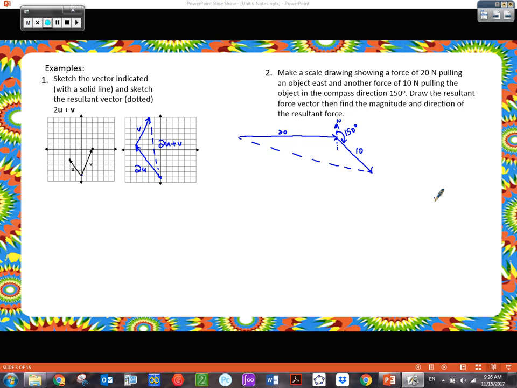Okay, so now what they're asking us to do is to draw the resultant. We just did. That's the resultant force vector. And then find the magnitude and direction of the resultant force. I need the length of that. Now we're going to think geometrically with the information that we already know. We'll get into component form tomorrow. But let's see, how in the world do you think we could find that?